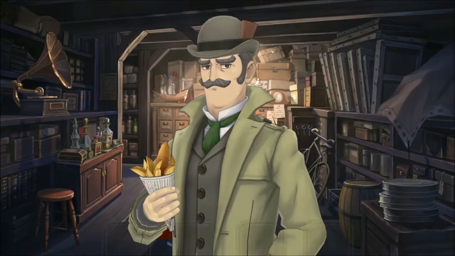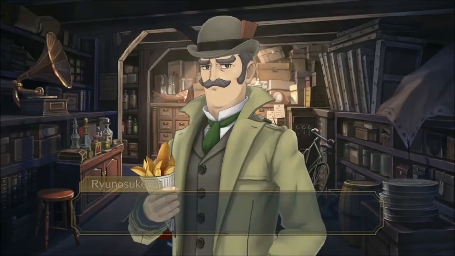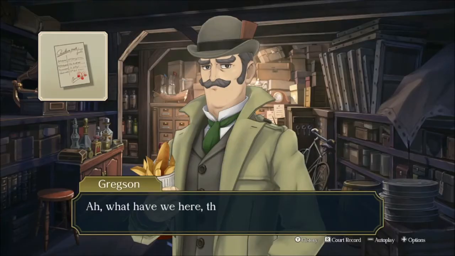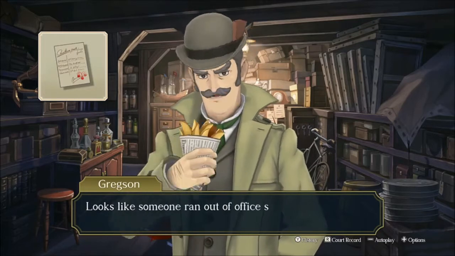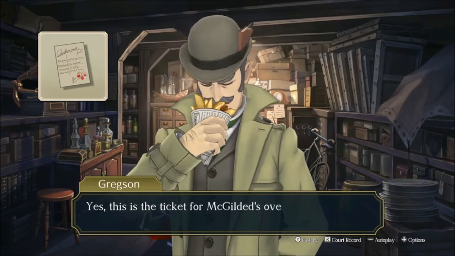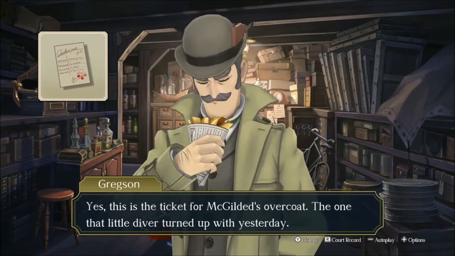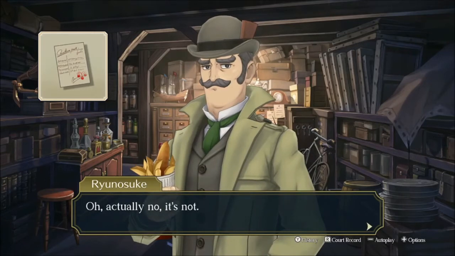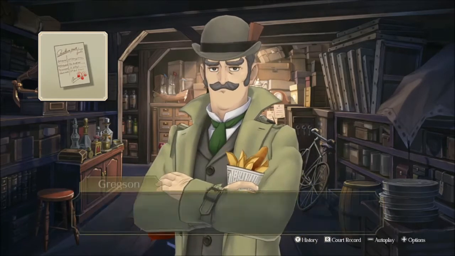Actually, we have this. We need to present this to the inspector. This pawnbroker's ticket. This one. So, Inspector, what do you make of this? This redemption ticket. Alrighty. Alright, the ticket for McGilded's overcoat. Yep. Nothing important. Oh, I'm sorry, Inspector. It is important.